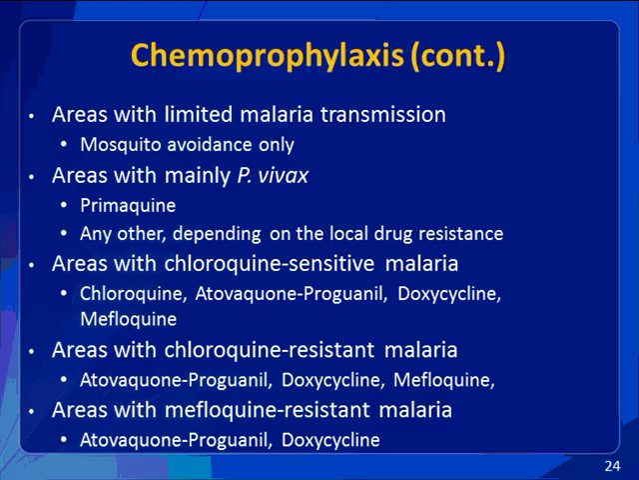For areas with chloroquine-sensitive malaria, chloroquine, atovaquone-proguanil, doxycycline, and mefloquine are recommended. For areas with chloroquine-resistant malaria, atovaquone-proguanil, doxycycline, and mefloquine are recommended. Finally, for areas with mefloquine-resistant malaria, the two options are atovaquone-proguanil and doxycycline.